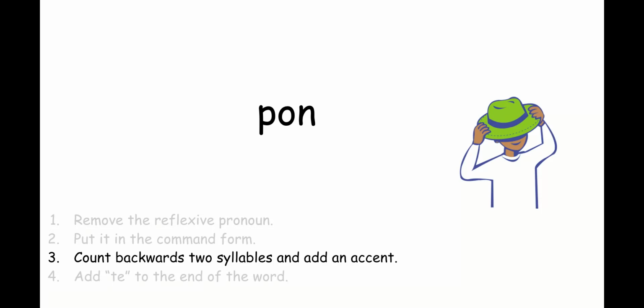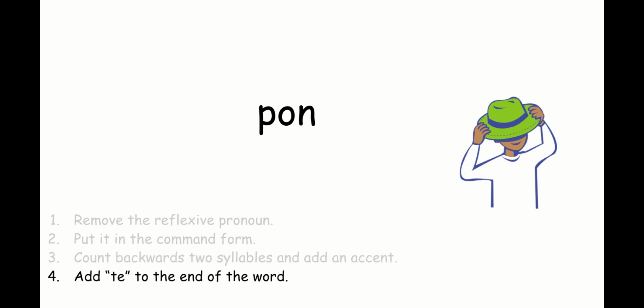And we're going to count back 2 syllables and add an accent. And this is where we run into a problem because pon is 1 syllable. And if we count back 2, there is no second syllable. So what do we do here? Well, honestly, we just ignore that rule and move on with our lives and put the te at the end of the word. Ponte. So ponte el sombrero. Put on your hat.